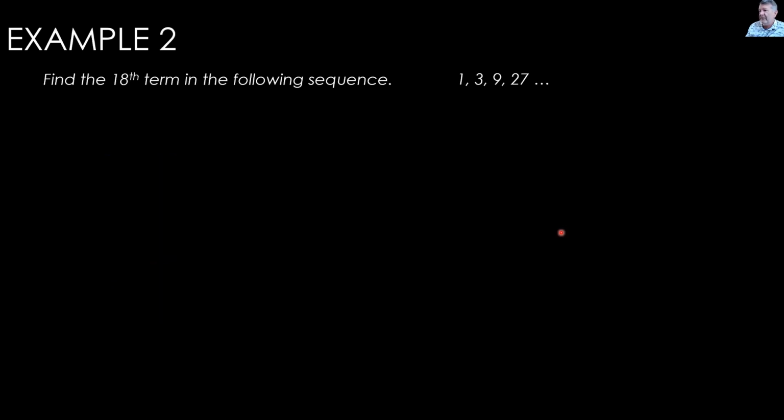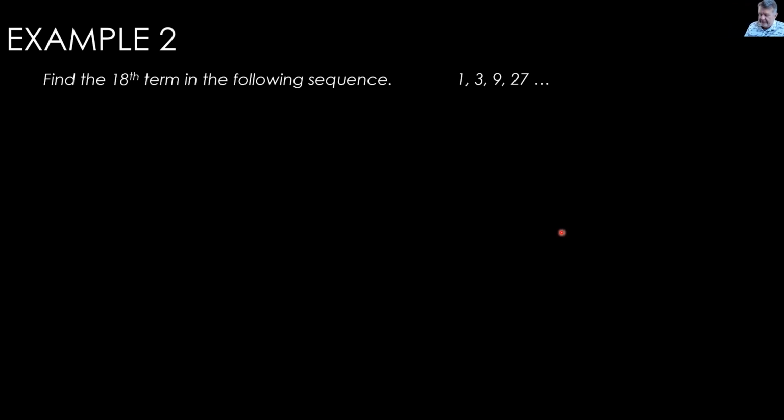Okay, let's have a look at a geometric one. The 18th term in the sequence. Now, remember, geometric, if you plotted an arithmetic graph, you get a nice straight line going up or going down, depending on which way it's going. When you go to geometric, you get it going up and up and up very quickly. Or coming down, sorry, down that way.